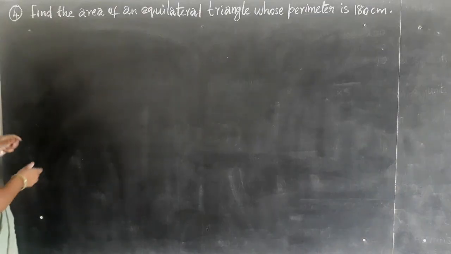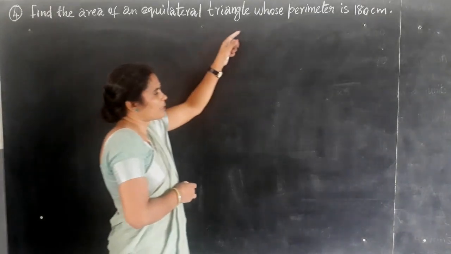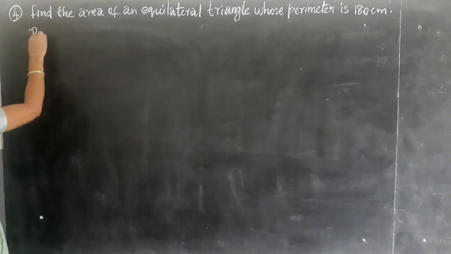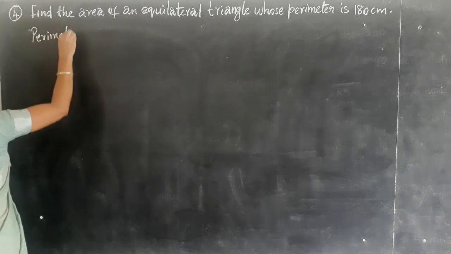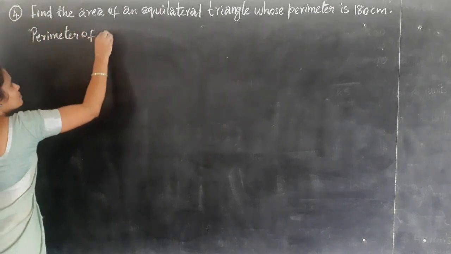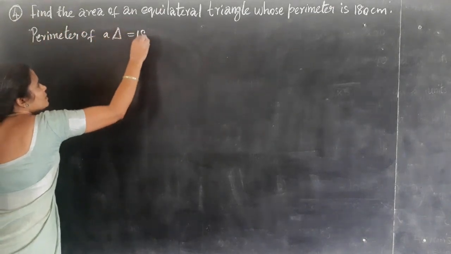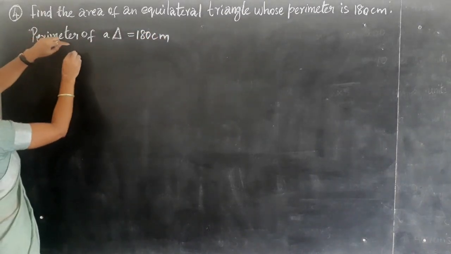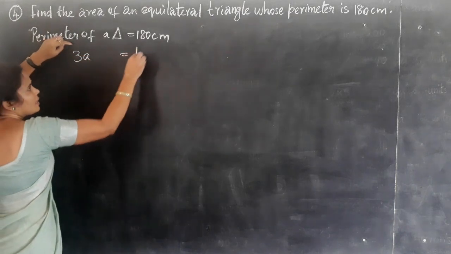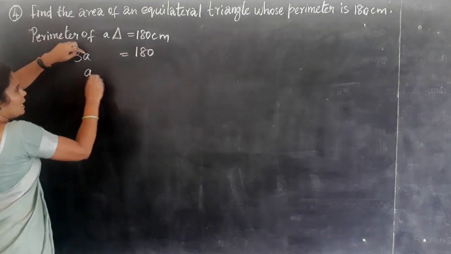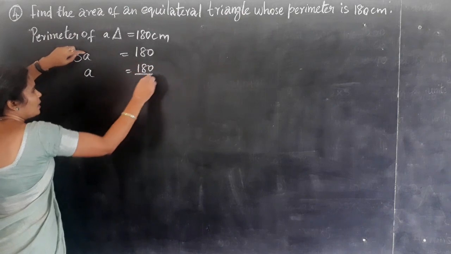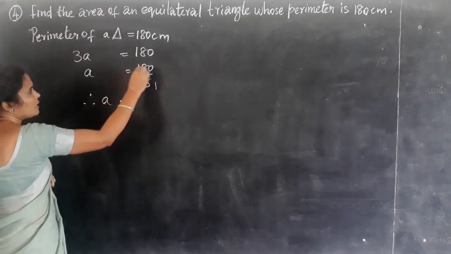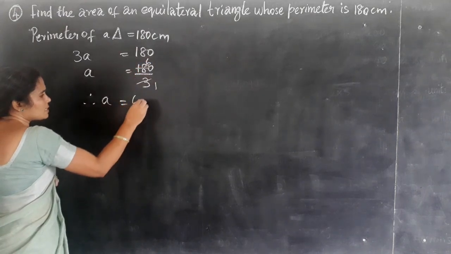Question number 4. Find the area of an equilateral triangle whose perimeter is 180 centimeter. Perimeter of a triangle is equal to 180 centimeter. Perimeter of a triangle is 3a is equal to 180, and 3 goes for division. So therefore a is equal to 3 ones are 3, 6 are 60.